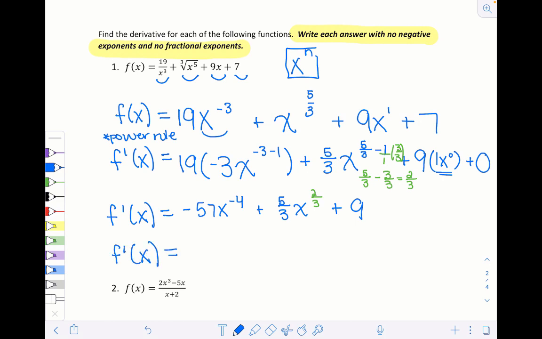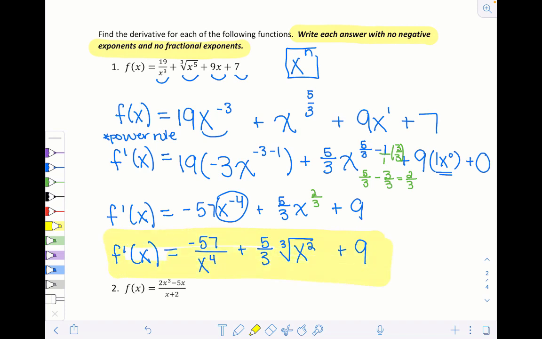So negative 57 x to the negative fourth, I'm going to move the x to the negative 4 to the denominator and rewrite that as negative 57 over x to the positive 4 plus 5/3, and to not have a fractional exponent here means I need to convert it back to a radical. So this would be times the cube root of x squared and then plus 9. And this is our final answer.